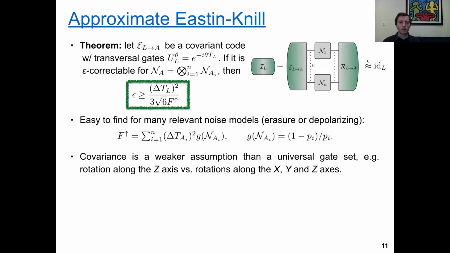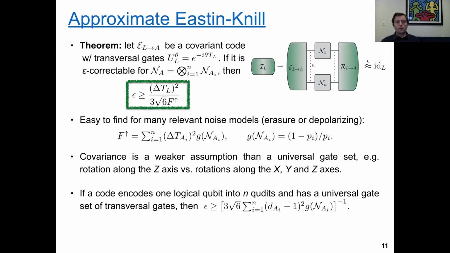Also, I would like to make a comment that this assumption about the code being covariant is actually weaker than having a universal gate set. The way you should think of it is that what is stated in the theorem is basically that we have rotations along the z-axis, say, but having a universal gate set would mean that we could rotate along the x, y, and z axes. So clearly, if we have universality, we would have, to be more precise, this U(1) covariance.